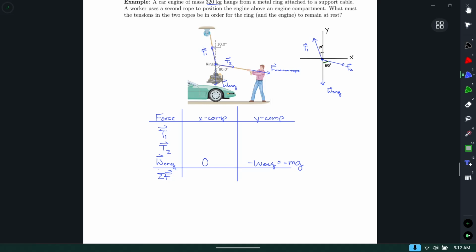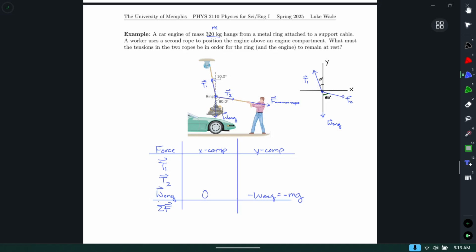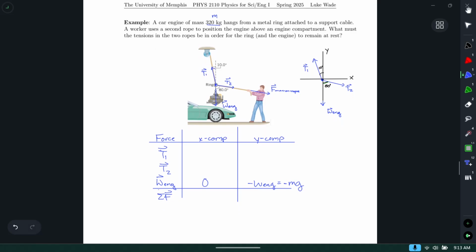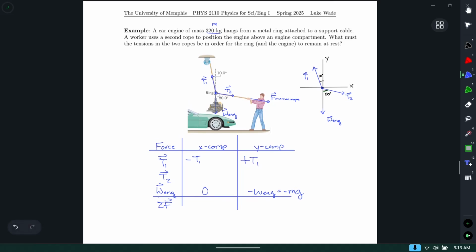All right, T1. Tell me about the components of T1. X is negative, and a positive y component. Okay, and then we need T1 times something here. So what is that something for the X component? All right, sine 10. Yeah, sine 10.